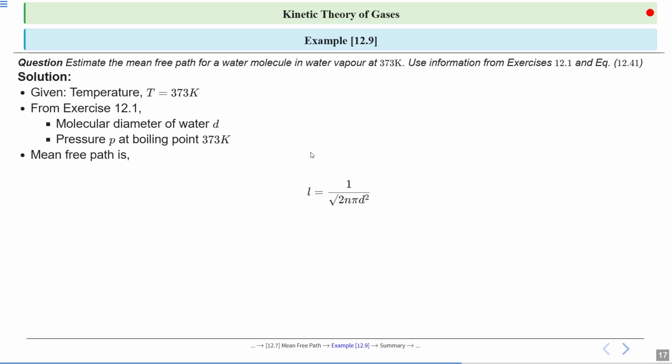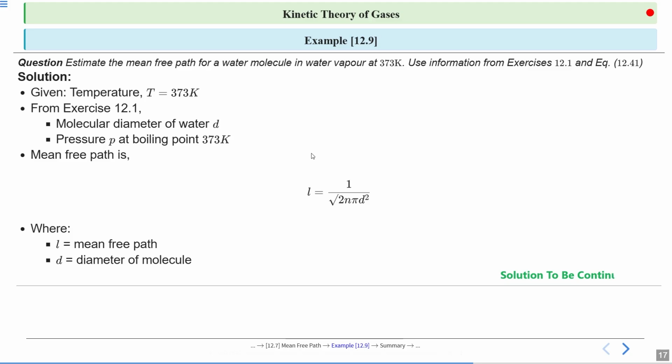So L equal to 1 upon root 2 n pi d square. This equation shows how the mean free path depends on the number density of molecules and the molecular diameter d, where L represents the mean free path and d is the diameter of the molecule. This is a measure of the size of the molecule and affects how often collisions occur.